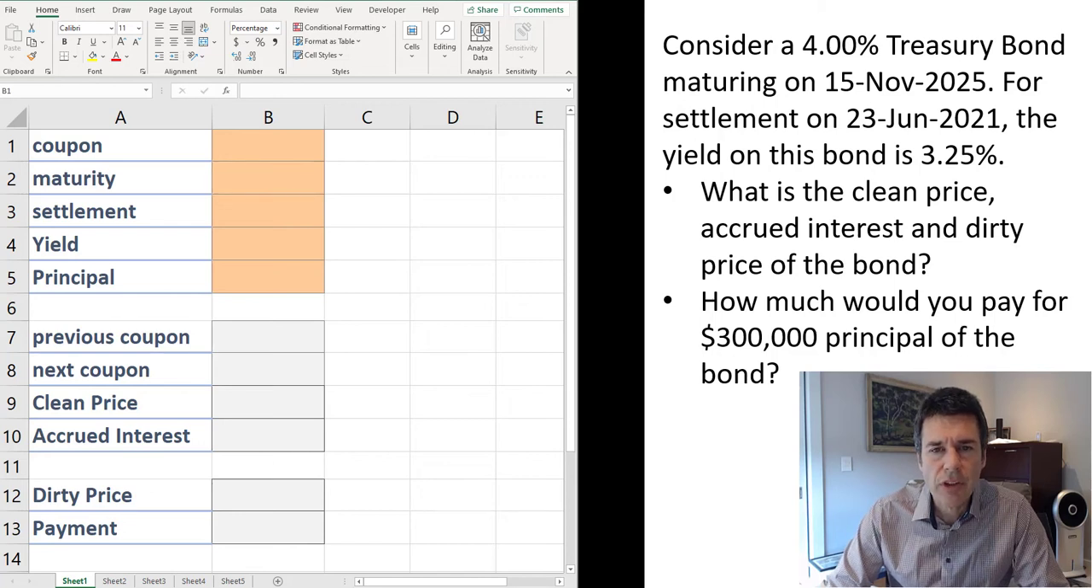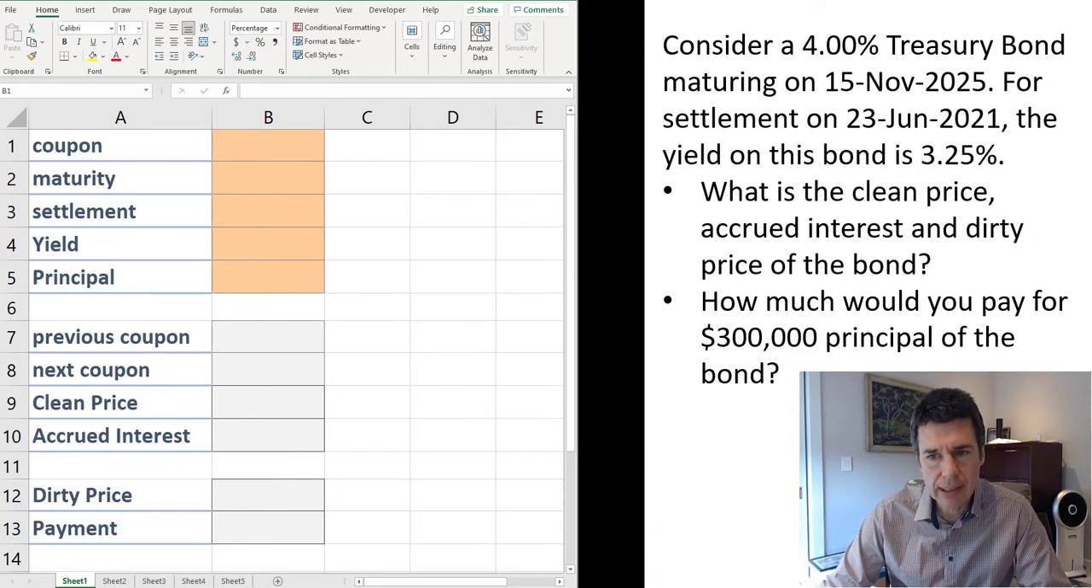Consider a 4% coupon Treasury bond maturing on the 15th of November 2025. For settlement of the 23rd of June 2021, the yield on this bond is 3.25%. We want to find the clean price, the accrued interest, and the dirty price of the bond, and then we want to figure out how much we would pay for $300,000 of principal of this bond.